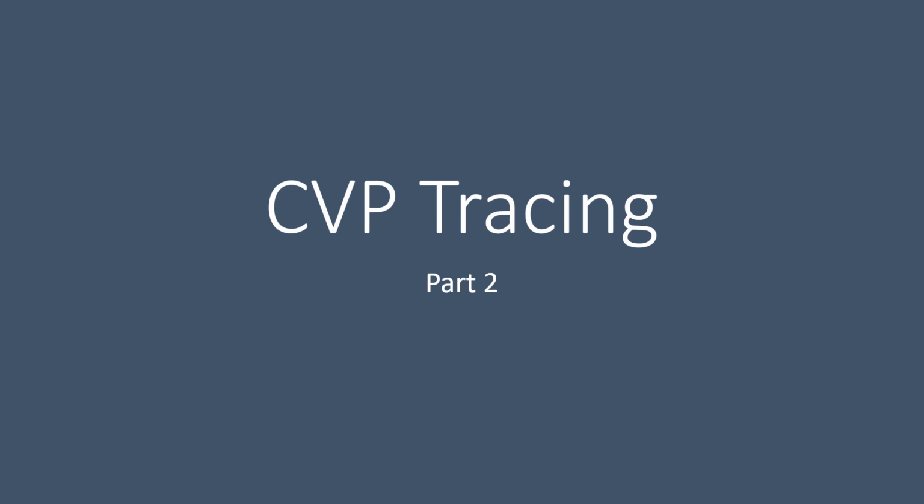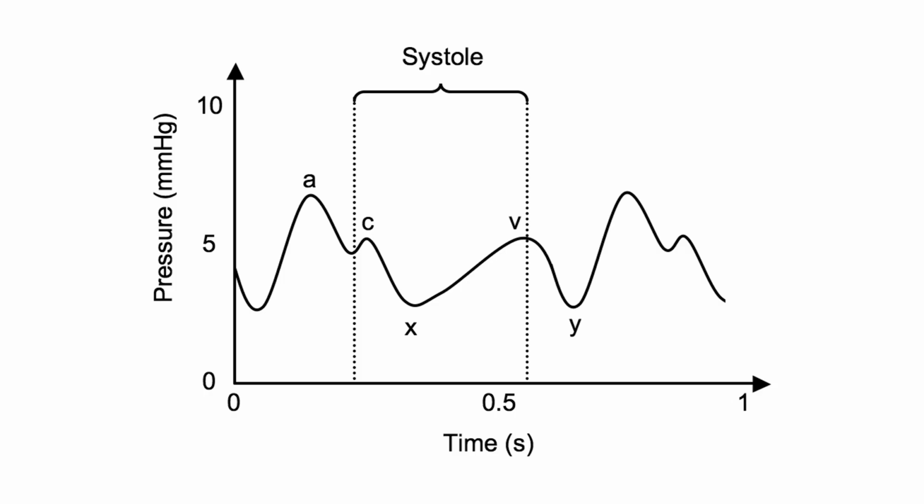In CVP tracing part 2, we will discuss how different pathologies can present themselves in the CVP tracing. As a reminder, here is our normal CVP tracing. If you need to review it, either explain the tracing to yourself or check out part 1.